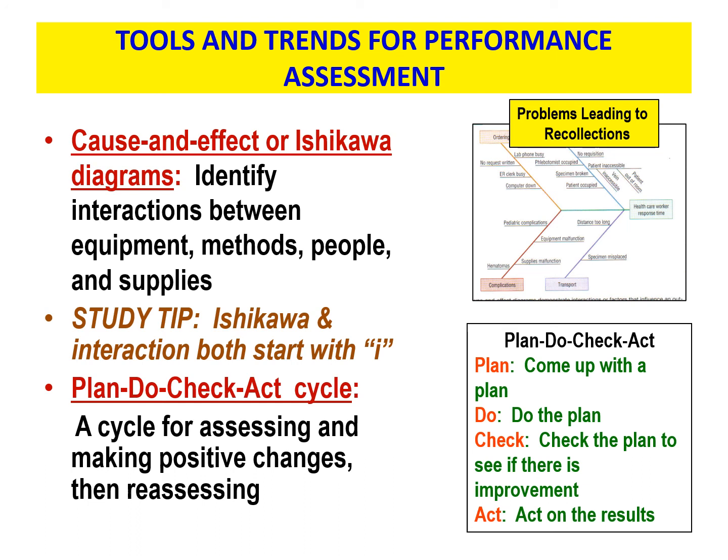So, cause and effect, or Ishikawa diagrams. And you see that diagram over here to your right at the top. And it talks about problems leading to recollection, right? So we want to identify that interaction between, is it the equipment that's causing the issue? Is it the methods that's causing the issue? Is it the person or people? Is it the supplies? What is causing that issue?